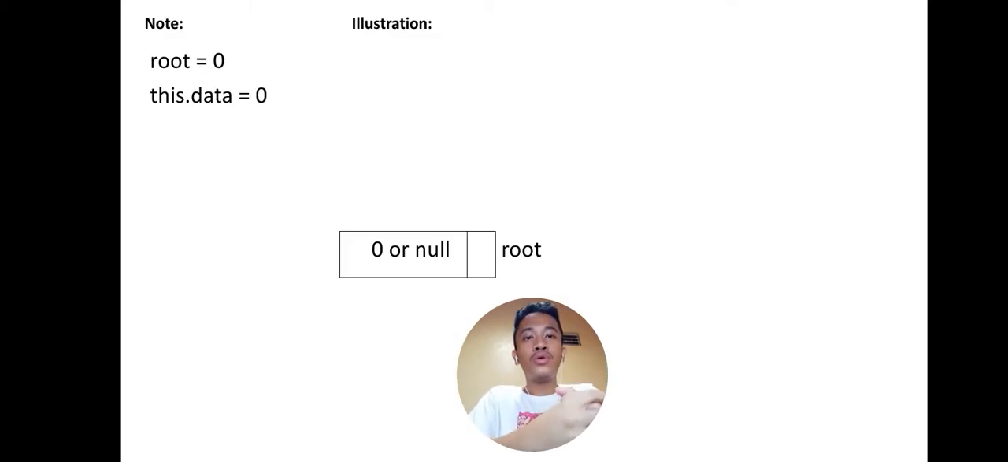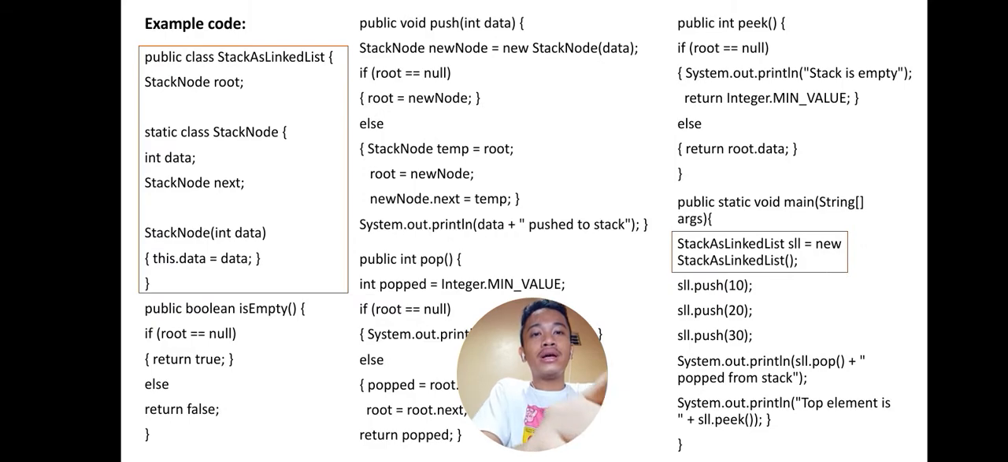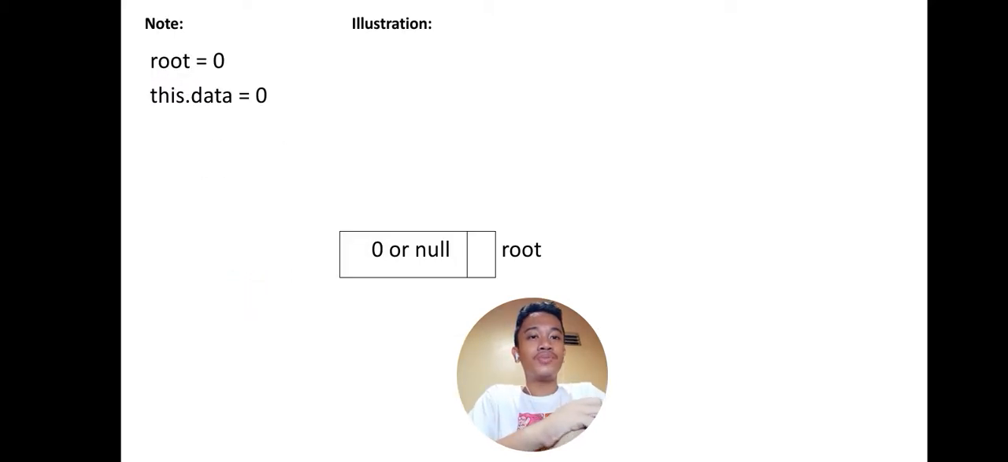So note, our root is automatically equal to 0, and this data is equal to 0. Why? Because the parameter here has no value, so if a value is passed to our constructor, it is used, but since there is no value, our data is automatically 0. So that is why this data is equal to 0. For the illustration of our stack, the first stack is 0 or null, so empty, and that is our root.